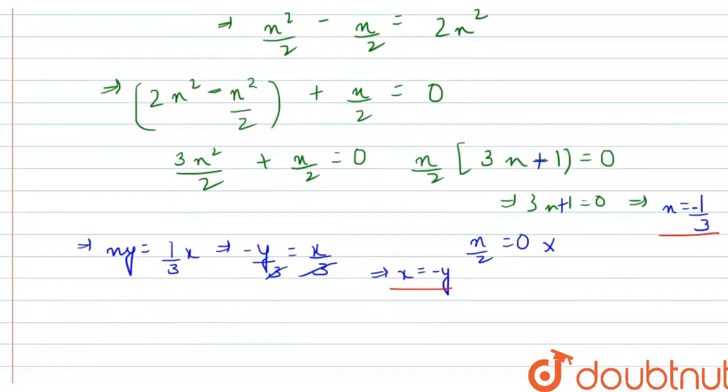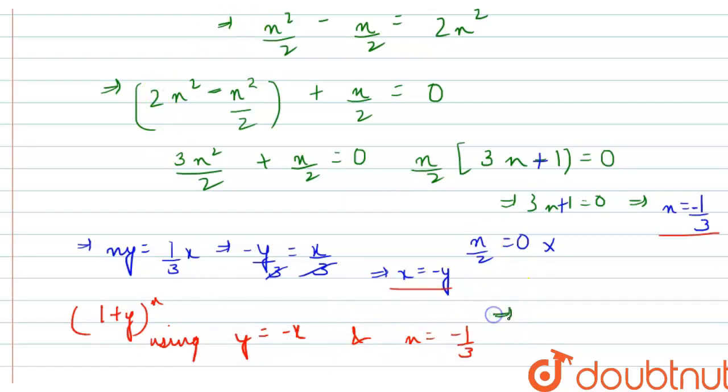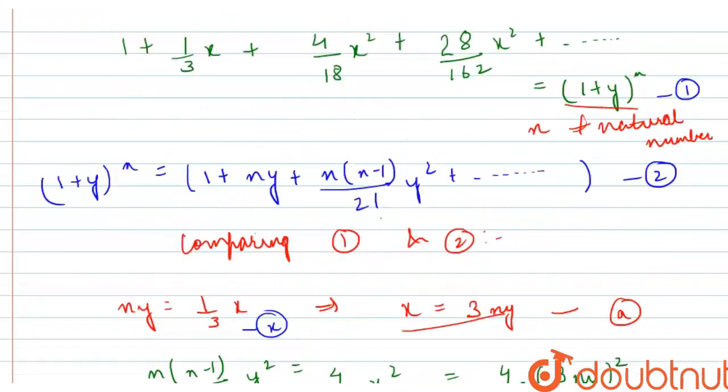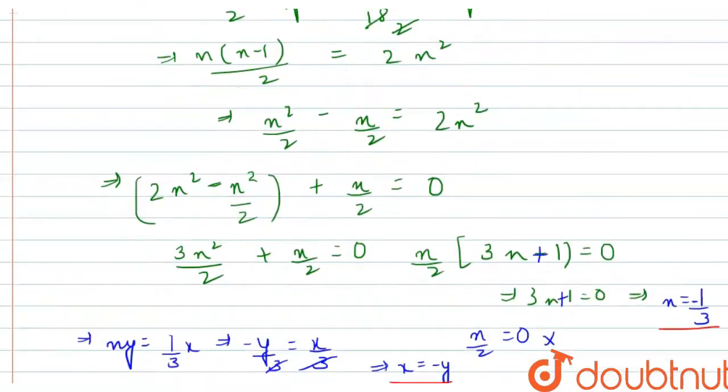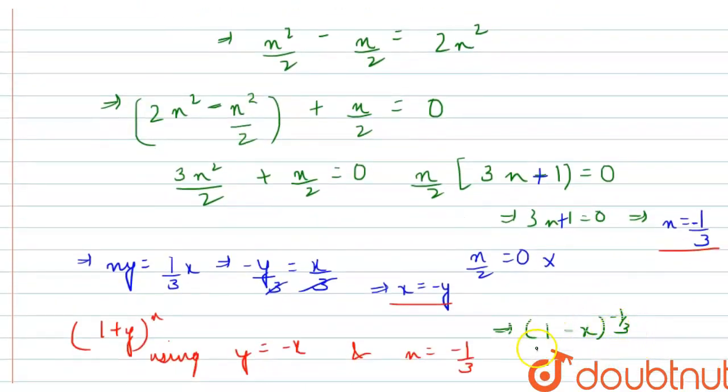1 plus y to the power n is the general equation. I am using y is equal to minus x and n is equal to minus 1 by 3. What I get, it implies the equation is 1 minus x to the power minus 1 by 3. So let's compare it with the given options. So 1 minus x to the power minus 1 by 3. So it means that option D is the correct option. So option D is correct. I hope it is clear.